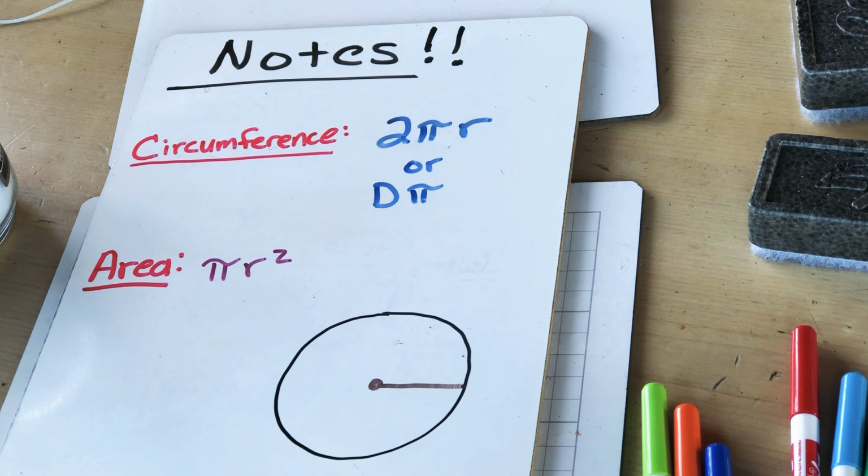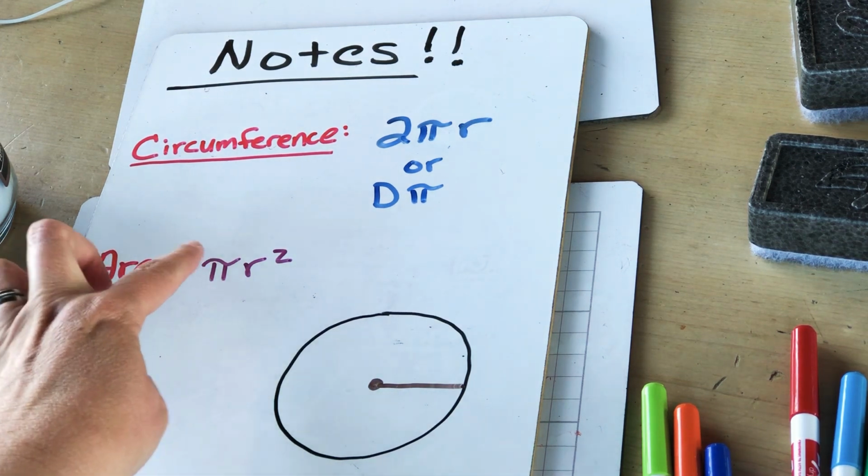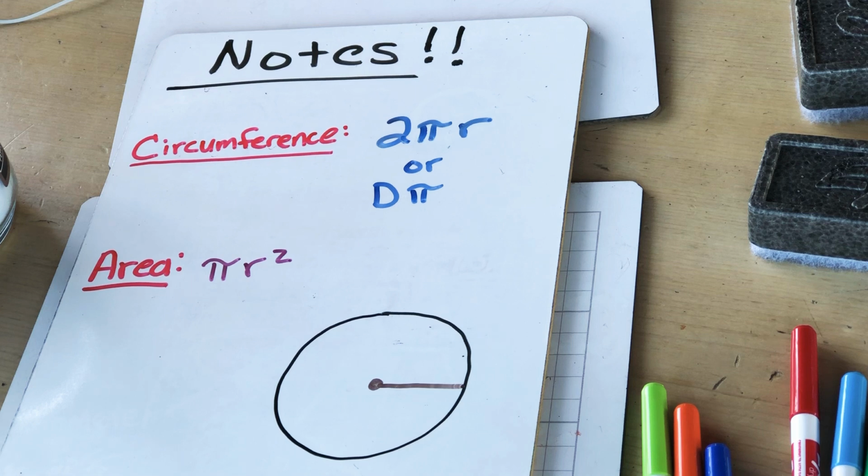So first one is circumference, 2 pi r, or d pi. I'll explain what the r and the d are. And then area is pi times r squared.